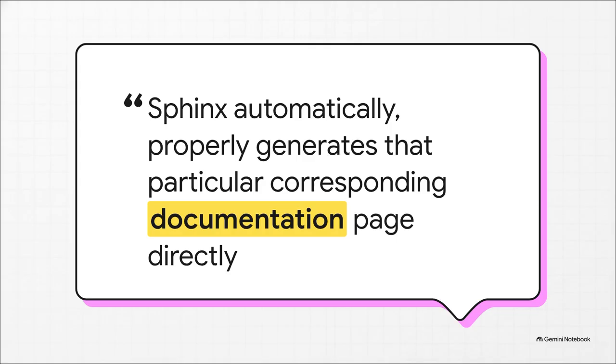If you update a function's parameters, you just update the docstring right next to it, and your website updates automatically on the next build. There's zero risk of your code and your website drifting out of sync because they're powered by the exact same source of truth.